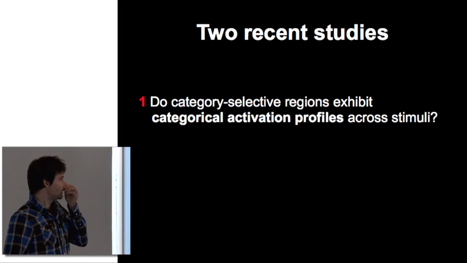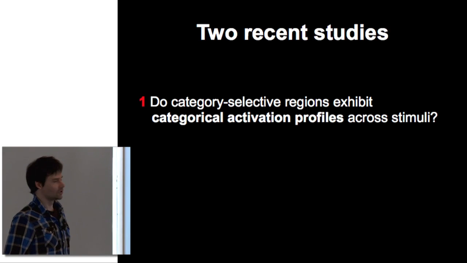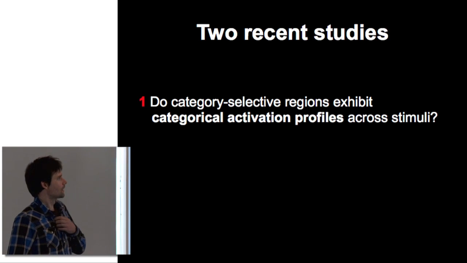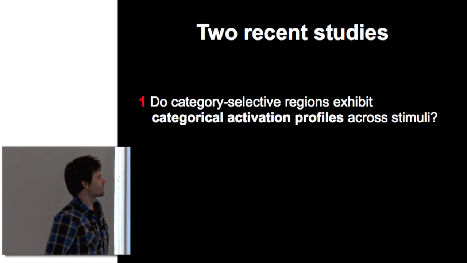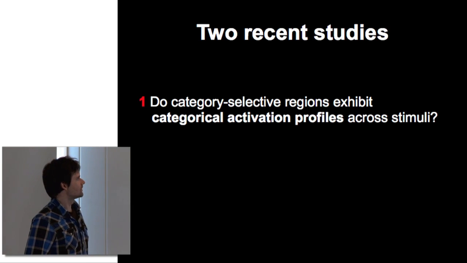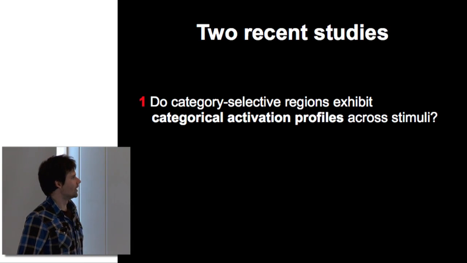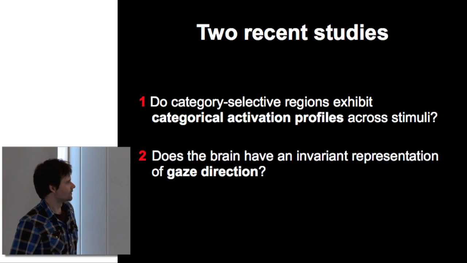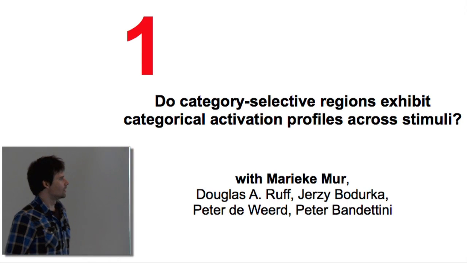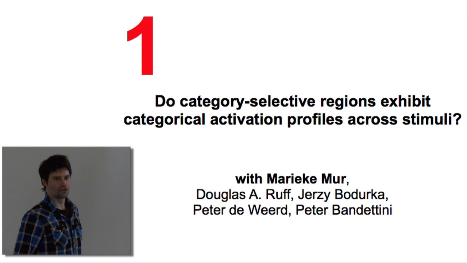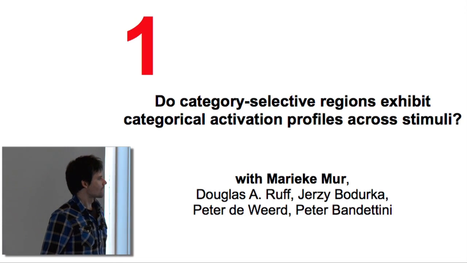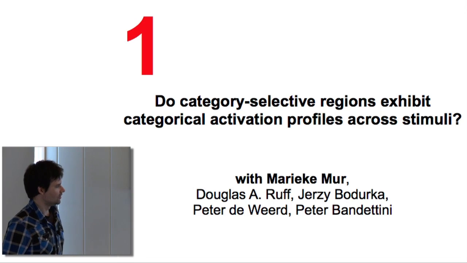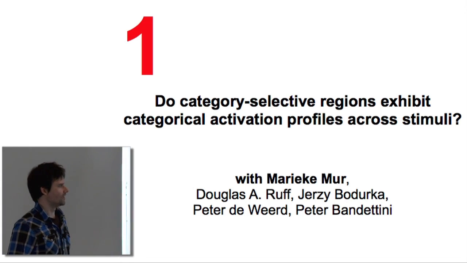So I want to talk briefly about two recent studies, and perhaps I'll talk only about the first one in order to stay in time and have time for discussion, which addresses the question: do category-selective regions exhibit categorical activation profiles across stimuli? The second one would be this one, and we can see if we get to that. So this was, as in the previous study, done in collaboration with Marieke Mur and also Douglas Ruff, Jerzy Bodurka, Peter de Weerd, and Peter Bandettini, in whose lab I was a postdoc while we acquired these data.